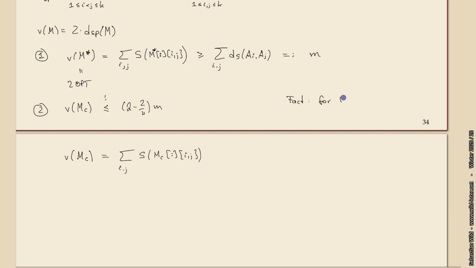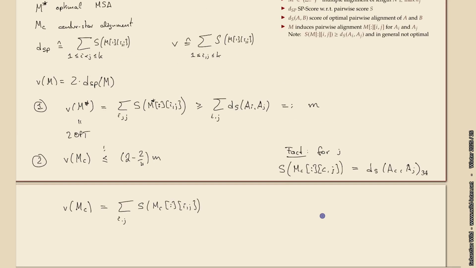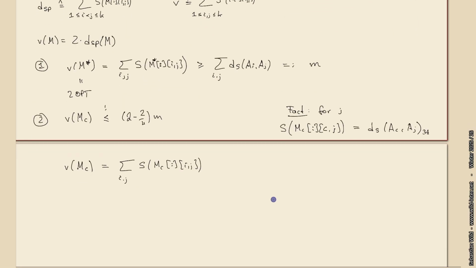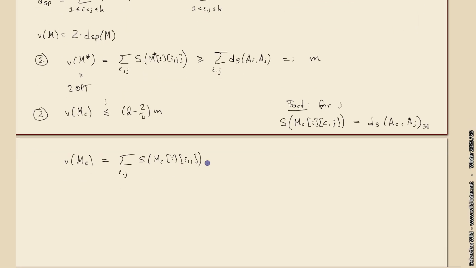For all i, the score, if I take in my center star alignment a column C and this j, the score of that thing is the actual best possible sequence alignment of the center sequence and a_j. Okay? That's that. Now, the second thing is our distance is a metric. And that also means it's a metric on these pairwise alignments.